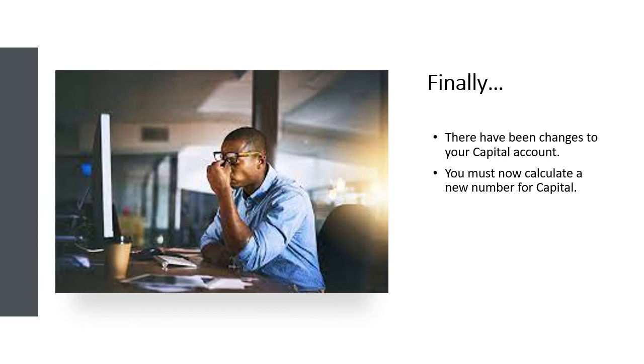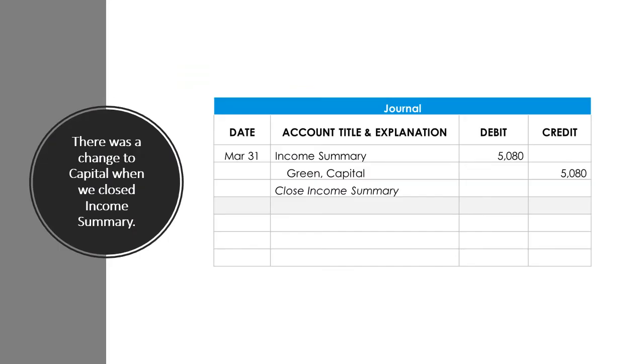We're almost done. There has now been changes made to our capital account, hasn't there? When we closed our revenue, it increased our capital account. When we closed our expenses, it decreased our capital account. And when we closed our withdrawals, it decreased our capital account. So now we have to calculate a new number for capital. Okay, remember when we closed our income summary? Our income summary was a result of closing our revenues and expenses. So when we closed our income summary, we had an increase to our capital account, so a credit to our capital account of $5,080.